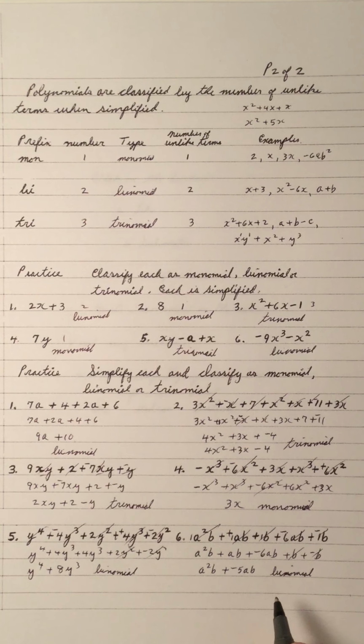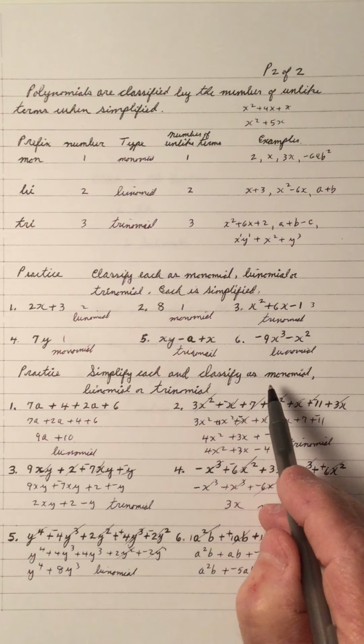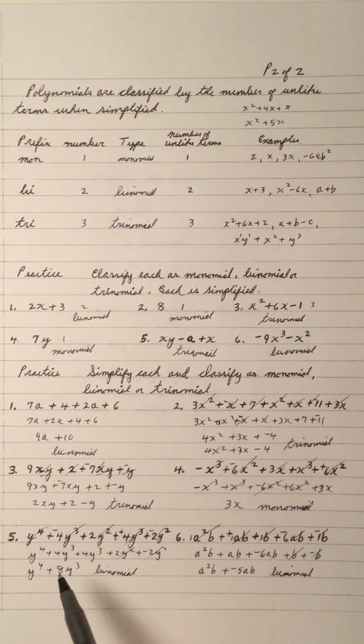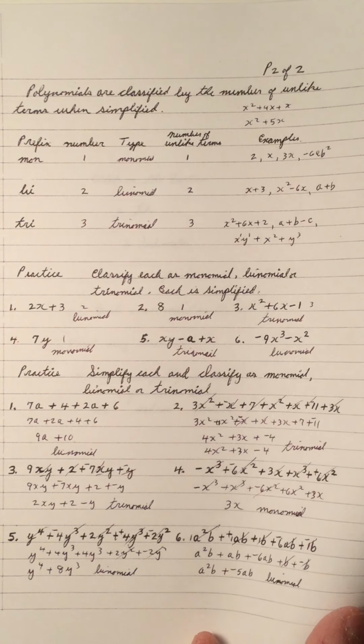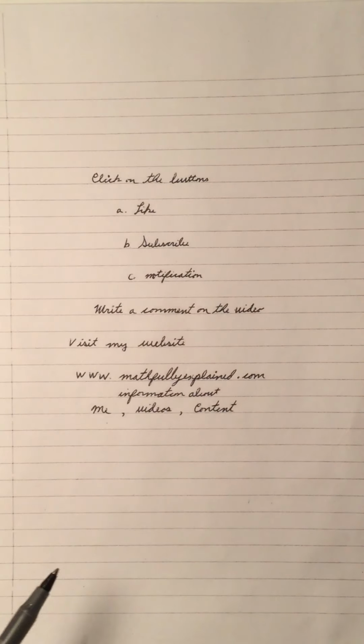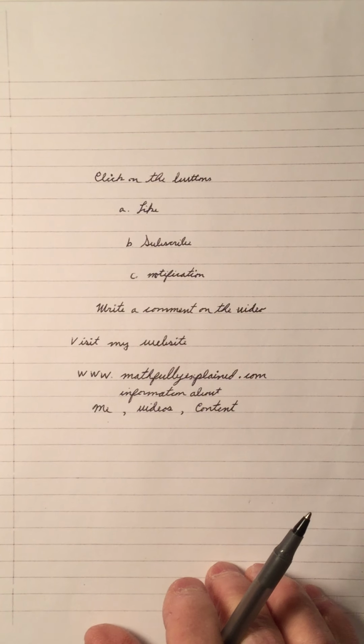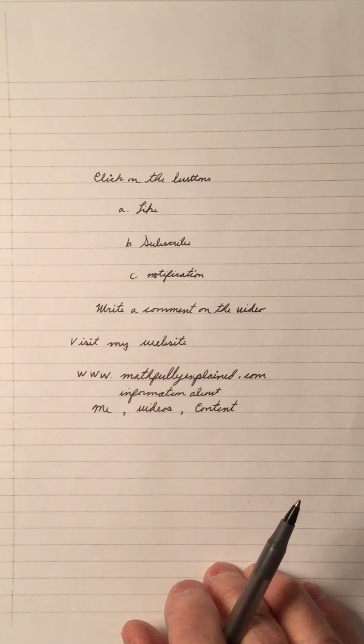So binomial, 2 terms. Monomial, 1 term. Trinomial, 3 terms. Mono, 1. Bi, 2. Tri, 3 terms. And they have to be simplified. That takes us to the end of classifying polynomials as different names by number of terms.